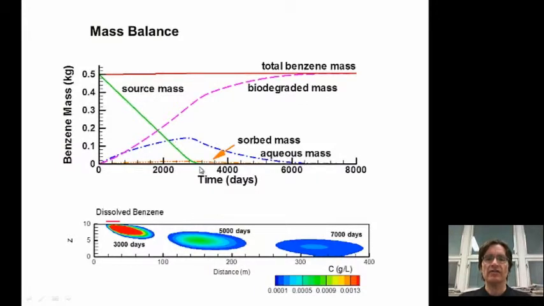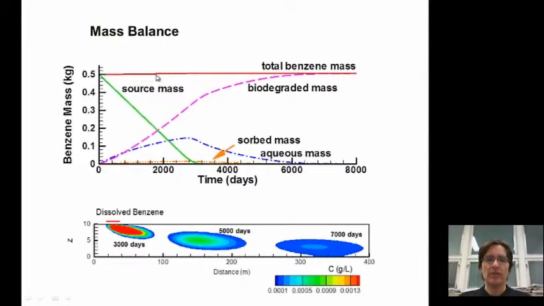As the source mass dissolves, the aqueous mass, this blue line, increases. But at the same time the aqueous mass is increasing, the biodegraded mass is increasing. So this aqueous phase is actually degrading. So this is the total amount of biodegraded mass. And we have a bit of absorbed phase mass as well. And the sum of these masses, the absorbed, the aqueous, and the biodegraded mass, should give us a total benzene mass. And if mass is conserved, this of course should not change.